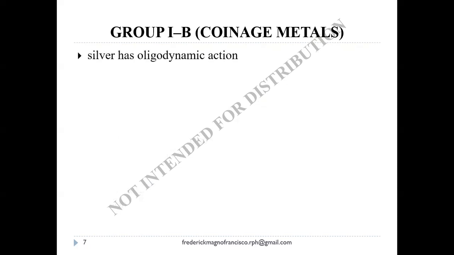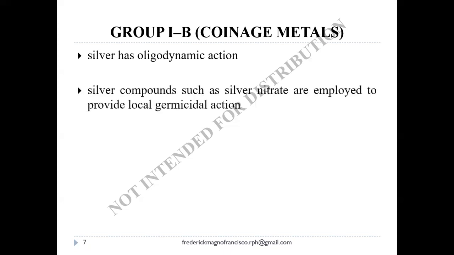Silver has an oligodynamic action. Water distilled in contact with silver metal remains sterile over long periods of time. Because of the ability of silver ion to precipitate protein and chloride in the affected tissue, silver compounds such as silver nitrate are employed to provide local germicidal action. Silver is released slowly from these in situ precipitates to give lasting germicidal action.